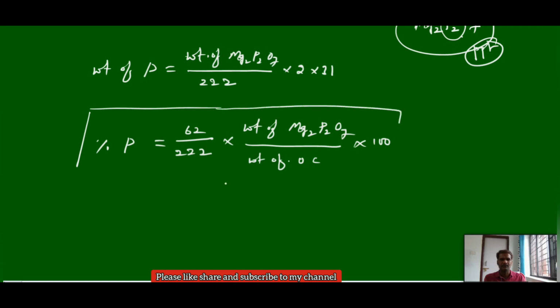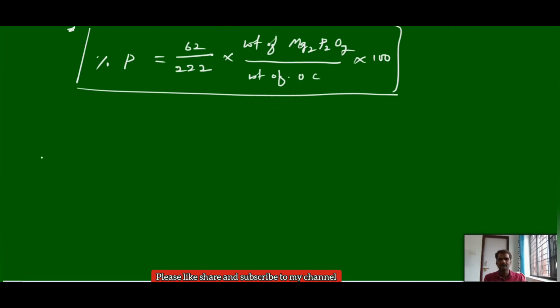So, this is a formula. This is one method to identify the percentage of phosphorus. You can identify it in another way also, that is the second method for the estimation of phosphorus.